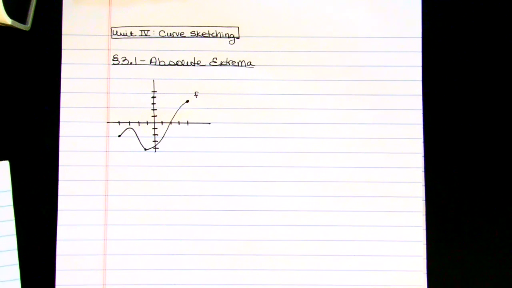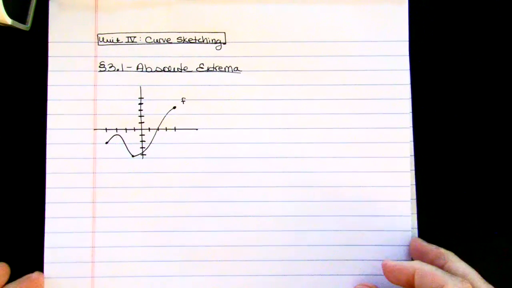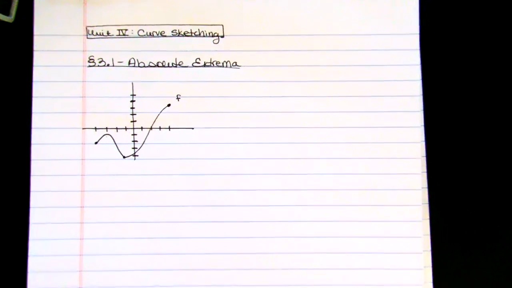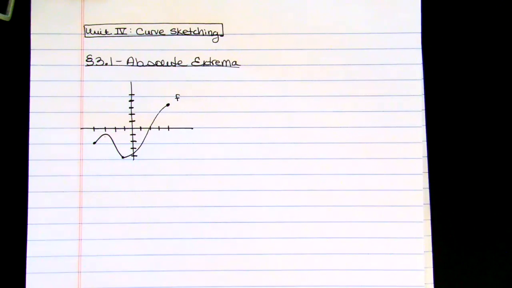So today we're going to start a new unit. This is Unit 4, all about curve sketching. And the idea is throughout this unit we're going to develop a whole bunch of tools. So by the end of the unit I can give you some random formula, we can analyze it using some tools from calculus and get a pretty good idea of what the graph of that function looks like. We're going to start in section 3.1 talking about absolute extrema.